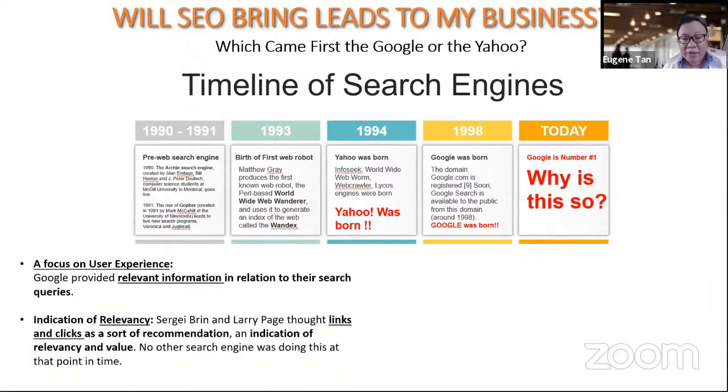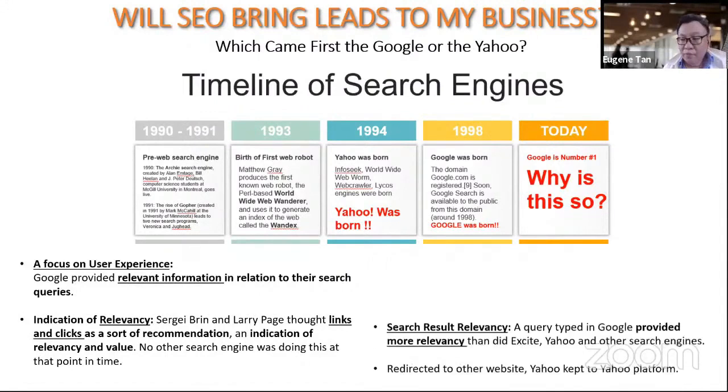Why? Because Google always, from the get-go, focused on user experience and relevant information. Initially, the indication of relevancy was that the more links you have on your website, the more relevant it is, but today it is no longer so.